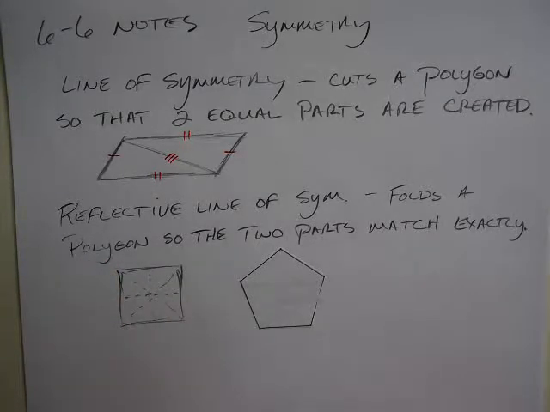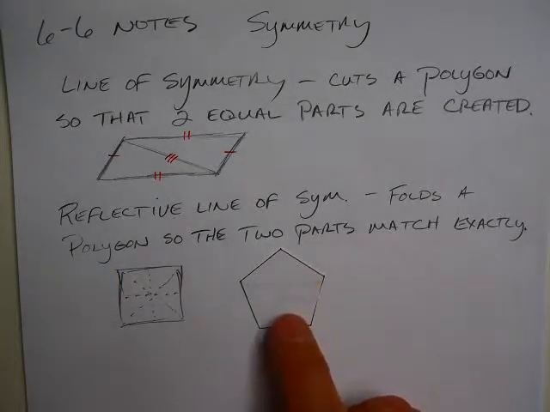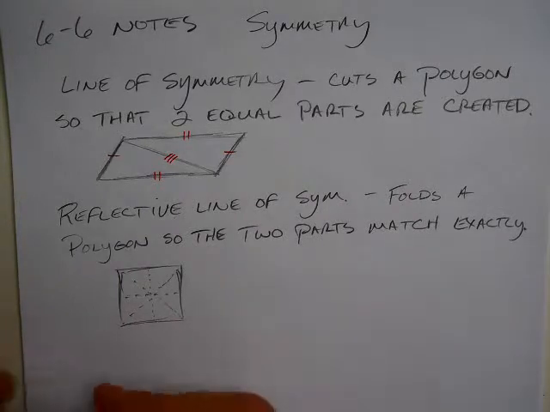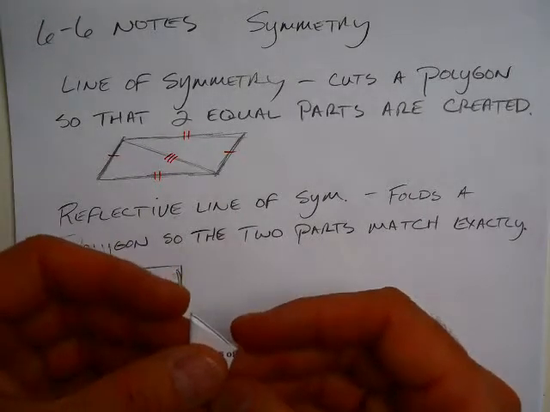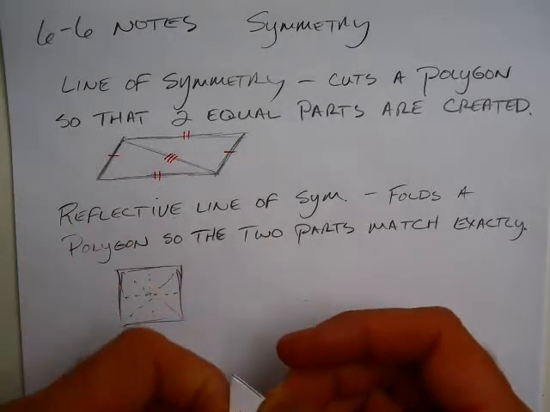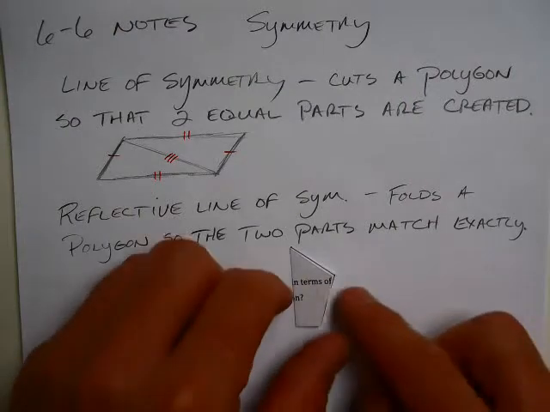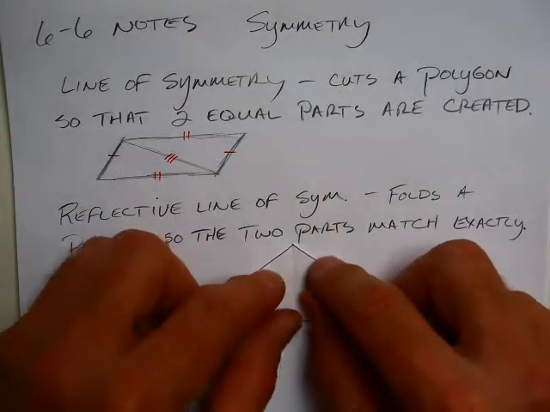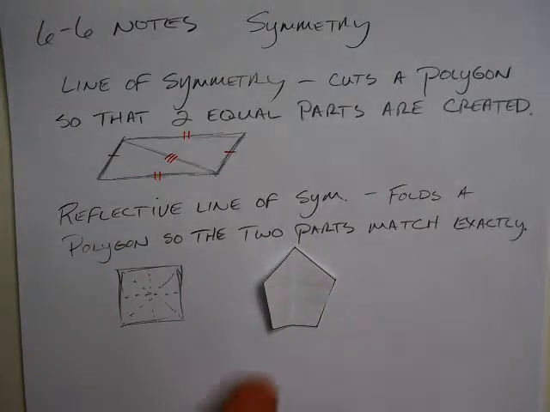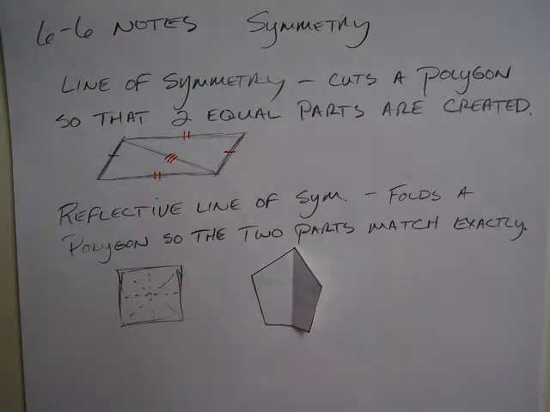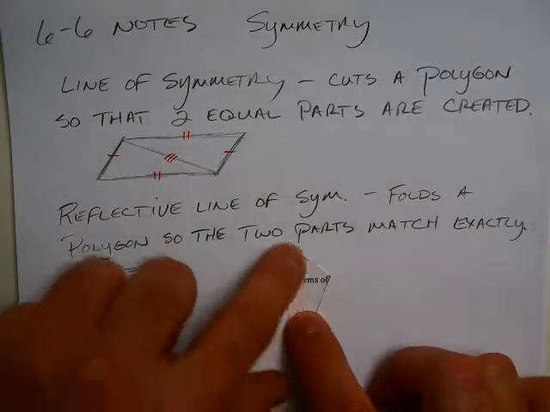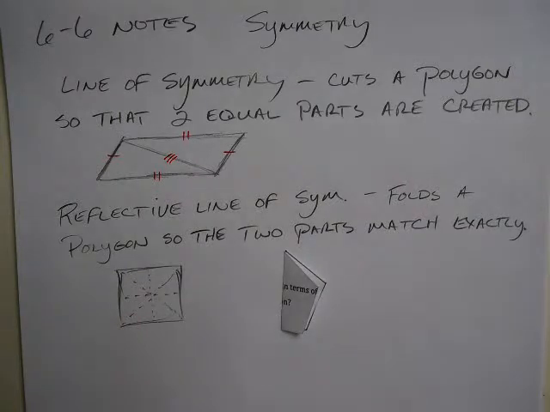Not all shapes have reflective lines of symmetry, but there are shapes that have more sides than a square that also have reflective lines of symmetry. A regular pentagon is an example. Let me show you. If I fold this like this, I have a reflective line of symmetry where both halves are exactly equal, and they fold in on each other. Okay? So that's a reflective line of symmetry. Not all lines of symmetry are reflective, but some are.